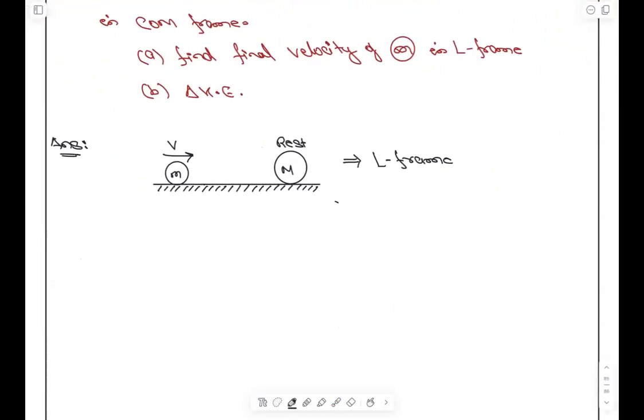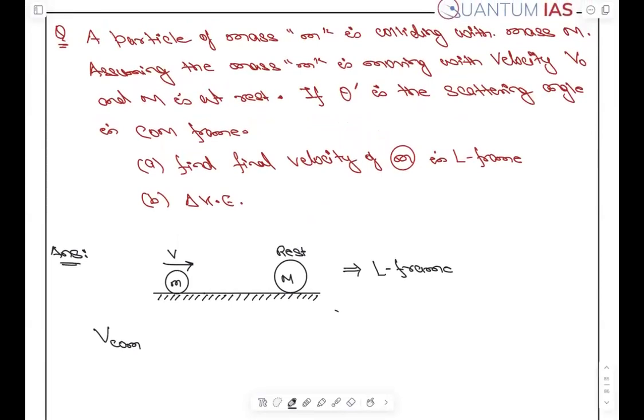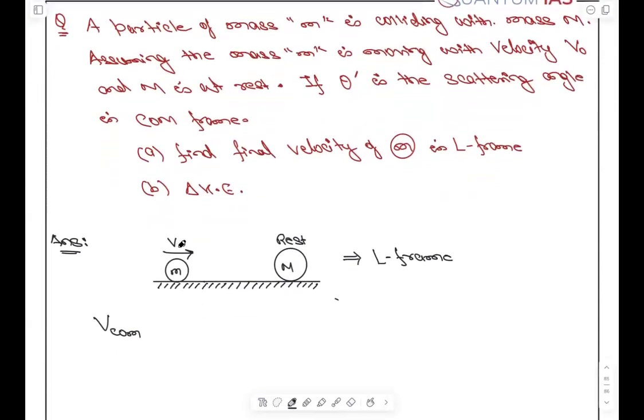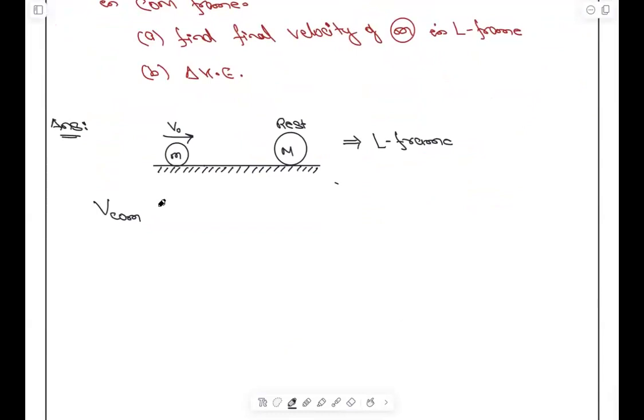So I have already taught you the triangle wala cheez, yes or no? So what will be V center of mass? What will be my V center of mass? एक काम करो, उसको V naught कर लो। So V naught तो है ही, this is V naught. So what will be my V center of mass? m V naught upon m plus m. Very good, very good. चलो.